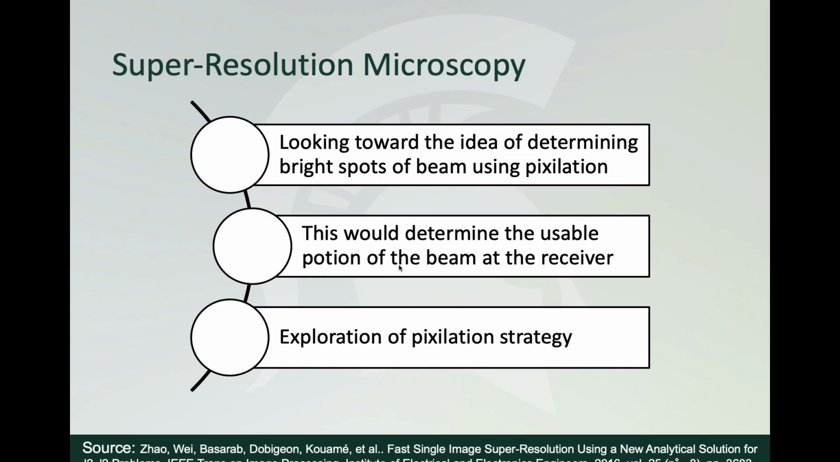Super resolution imaging: throughout the summer, I was looking into the idea of determining bright spots of the beam using pixelization. This would be able to determine the usable portion of the beam at the receiver, versus using the 1/e drop off in intensity. I spent time exploring some pixelation strategies, mainly in the source that is provided below, which separates the bright spots of a beam into different pixels, and then we could determine which parts of the beam we want to use to transmit data.